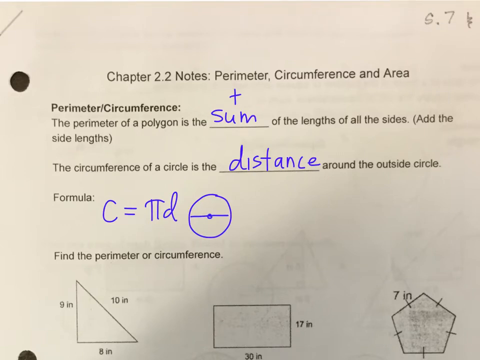A second formula you need to write down is C equals 2 pi r. That r stands for the radius, and the radius is when there's a half line through the circle.